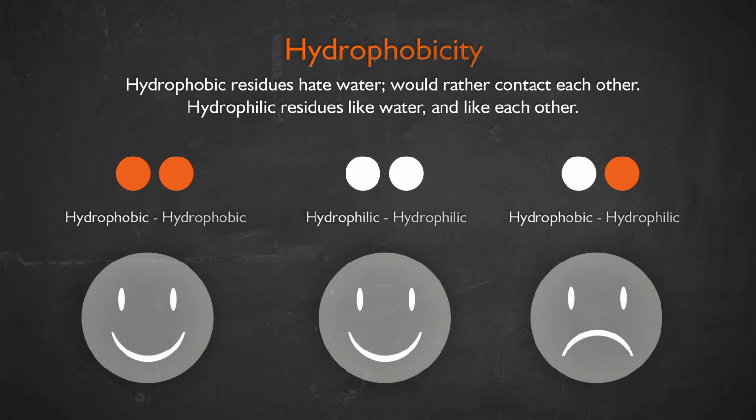They don't like being surrounded by water, but they have no choice. And their goal in life is really to cover themselves as much as possible so they don't have to contact with water. Now, they also don't like hydrophilic amino acids because hydrophilic amino acids like water. So essentially the deal is that if you have a protein which has a bunch of hydrophobic amino acids, what they will try to do is clump together and stay away from water as much as possible, whereas the hydrophilic amino acids are happy being near each other and being in the water.